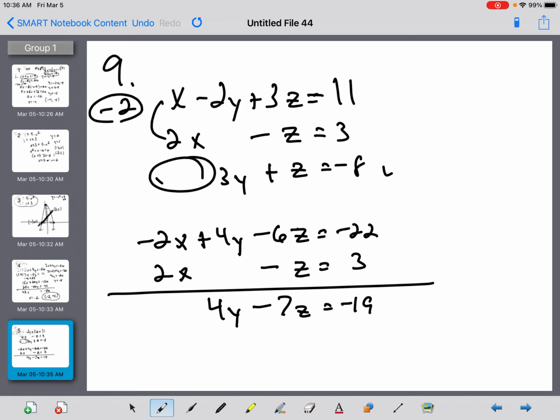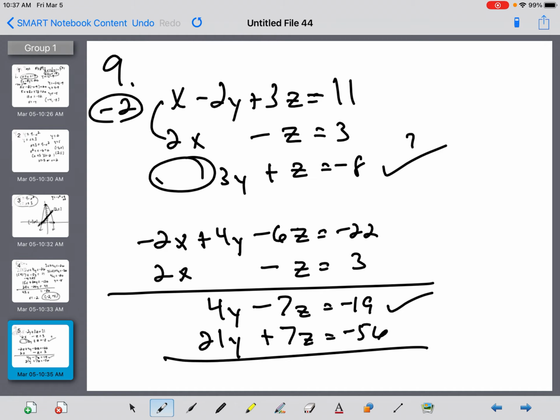Now I have this equation right here and this equation right here, and I need to eliminate either the y's or the z's. So if I multiply this equation right here by 7, then I'll have 21y plus 7z, and then this would be negative 56. So I get 25y is equal to negative 75, and I get y equals negative 3.